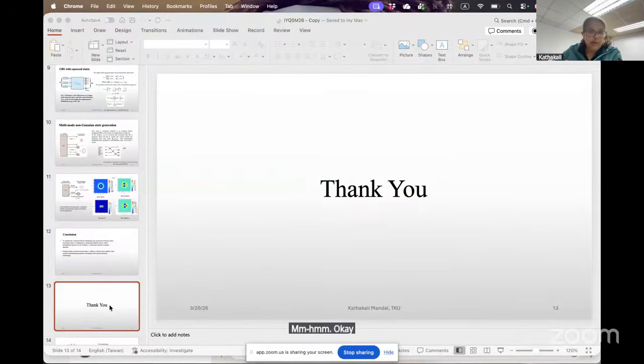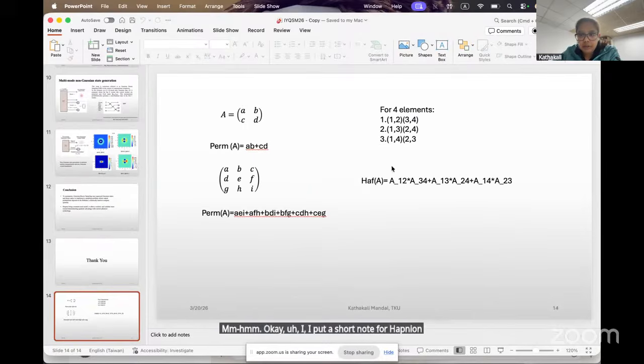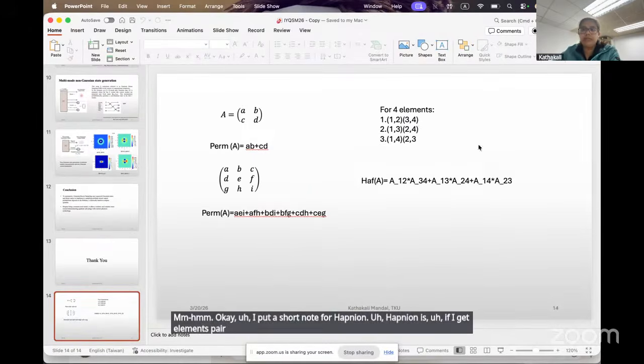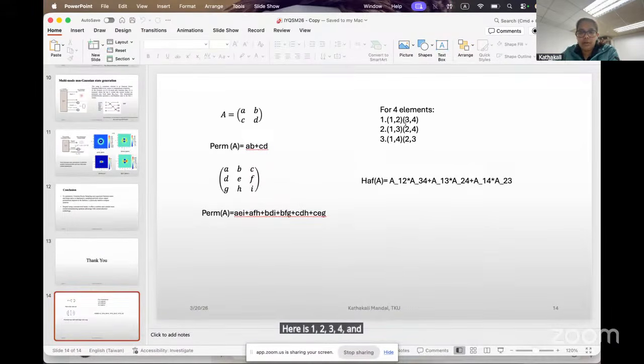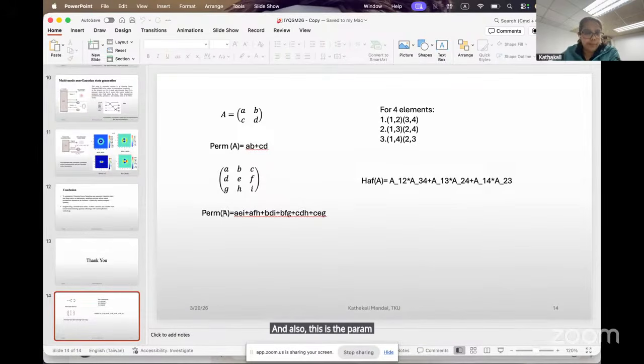Okay, I put a short note for Hafnium. Hafnium is, if I get element pairs here, suppose the matrix here is 1, 2, 3, 4, and 1, 2, 3, 4, like that. The Hafnium will be A1,2 into A3,4, and A1,3 into A2,4, and A1,4 into A2,3. And also this is the prime A. Prime A is this.